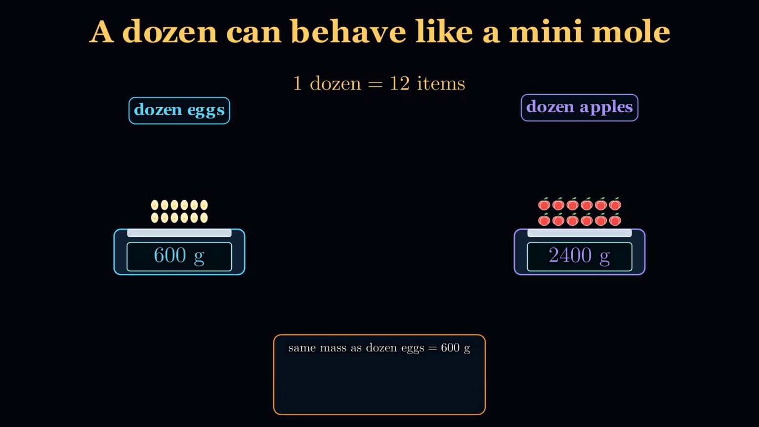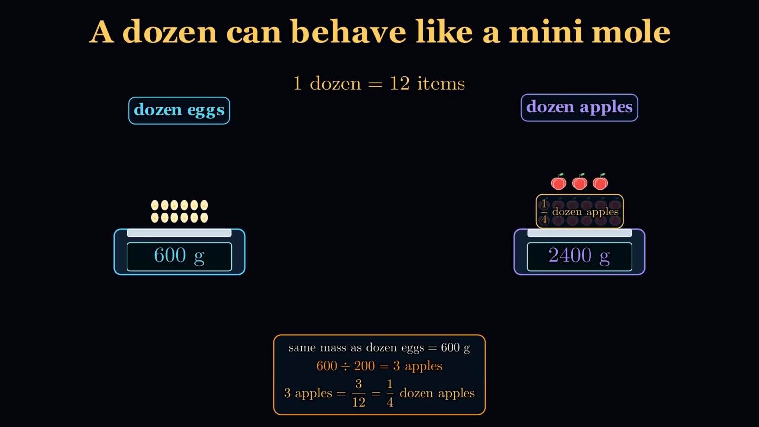A dozen eggs is 600 grams. Each apple is 200 grams. 600 divided by 200 is 3, so we need 3 apples. 3 apples out of 12 apples is 1/4 of a dozen apples. So we only need 1/4 of a dozen apples to match the mass of a dozen eggs. That is because each apple is heavier.